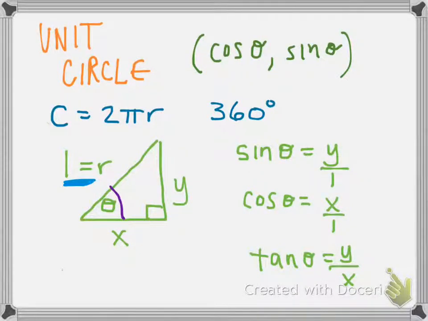This video is on the unit circle and how it works. First thing you need to understand is the circumference of a circle is 2 pi r. Circumference is like if you walked around the circle. The degrees in a circle are 360 degrees. All right, in the unit circle, the radius of the unit circle is 1.